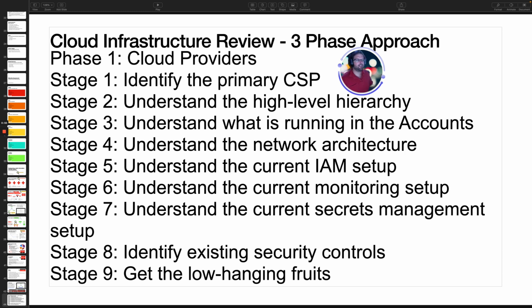As we move into stage three, understanding what is running the accounts, ask what type of questions are being involved. Is your company container heavy, Kubernetes, ECS? Or are you serverless, right? Or do you have legacy VM workloads in existence, right? Vanilla EC2.